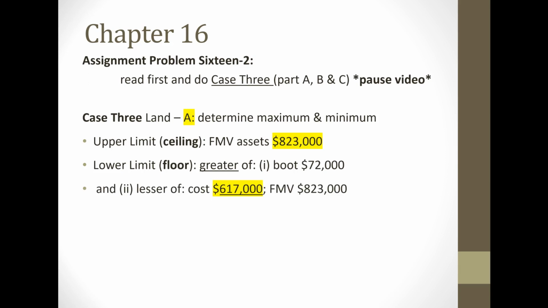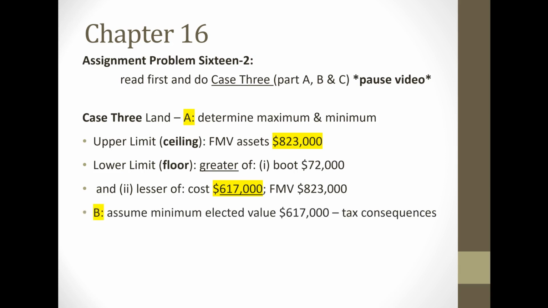Now the lesser of those two amounts is going to be the cost of $617,000, but the lower limit is the greater of boot and the cost. So the greater amount is going to be the cost, which is highlighted. So the range for the transfer value needs to be between $617,000 and $823,000. So Part B, we're going to assume that the minimum amount of $617,000 is the elected value.